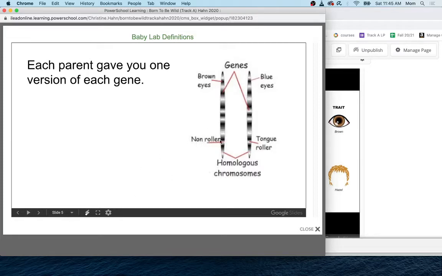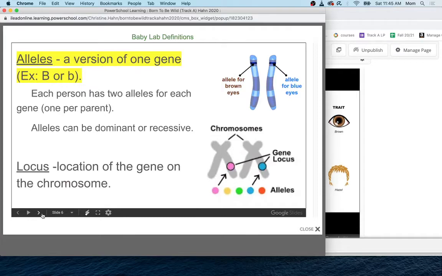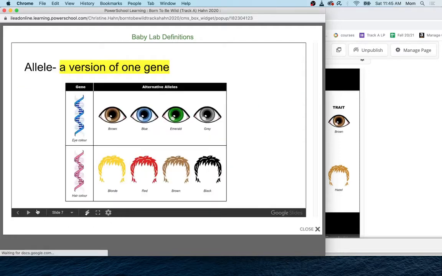These are genes, but each one is a different version of a gene. So we call these alleles. An allele is just a version of a gene. It's the eye color gene, but one is a brown-eyed allele and one is a blue-eyed allele. And locus is just where the gene is located on the chromosome.